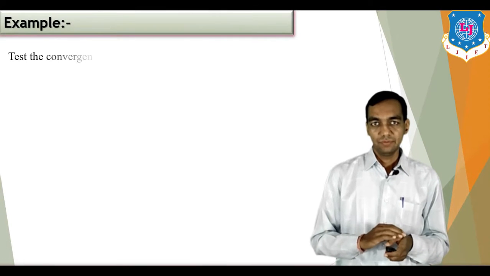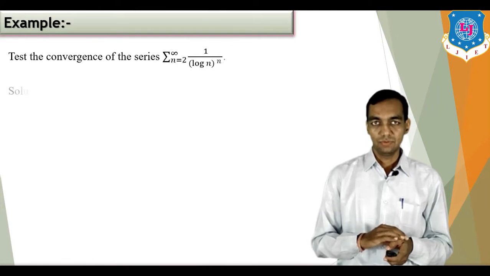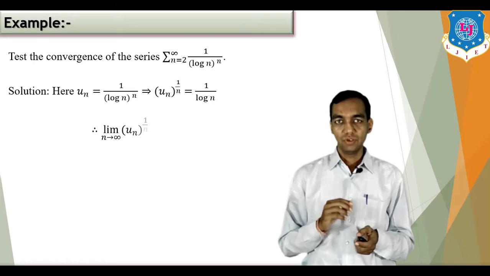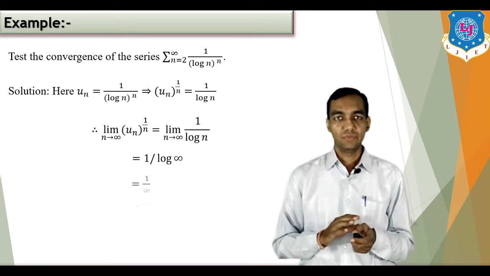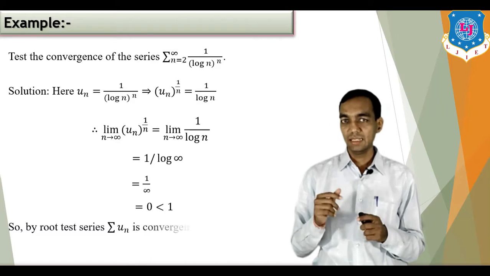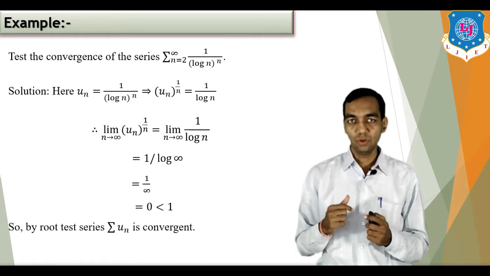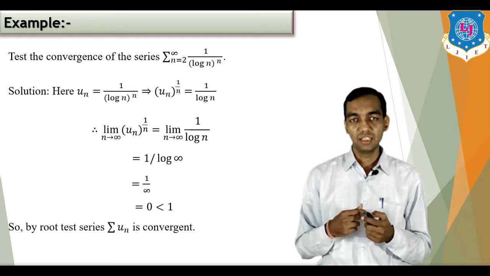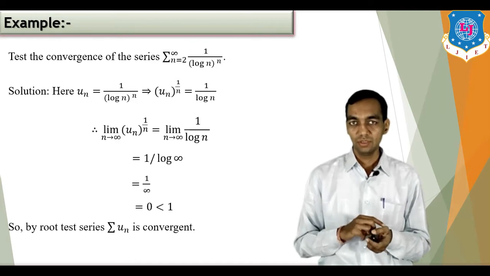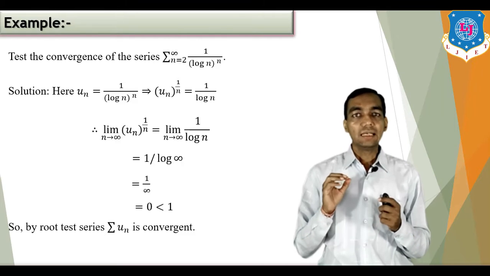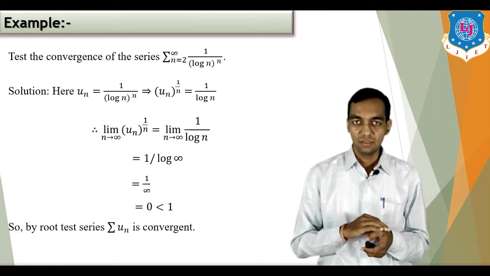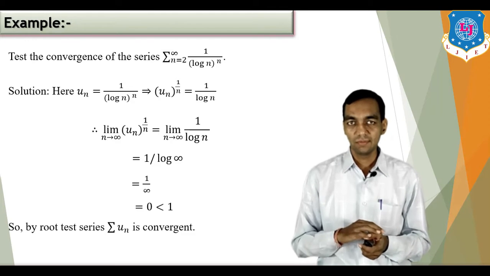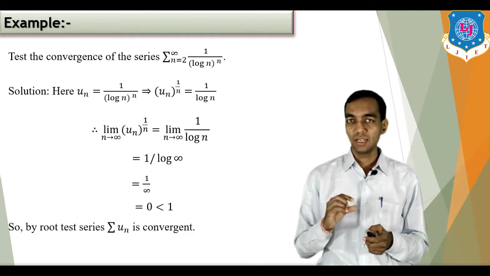Going with the example, test the convergence of sigma n running from 2 to infinity 1 upon (log n) raised to n. So here, your un is nothing but 1 upon (log n) raised to n. Now (log n) raised to n is given, that means you have the whole thing raised to n, so you can apply the root test. So we start with un raised to 1 upon n, that means the nth root of un, that is nothing but 1 upon log n.